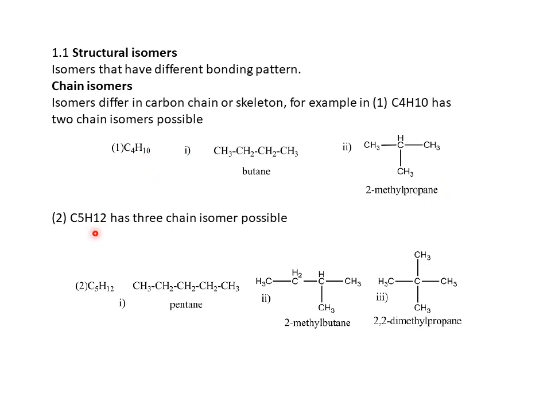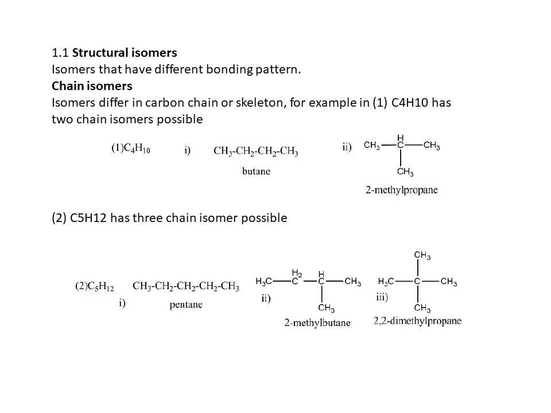Next we see C5H12. C5H12 has 3 chain isomers possible. First one is a straight chain, CH3CH2CH2CH2CH3, pentane. Second one, 4 carbon atoms in a chain and 1 is a branch, 2-methylbutane. And another one, 3 carbon atoms in a chain and 2 carbon atoms form branches, 2,2-dimethylpropane. So pentane, 2-methylbutane and 2,2-dimethylpropane are chain isomers of C5H12.